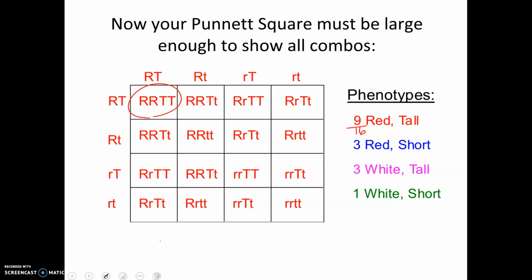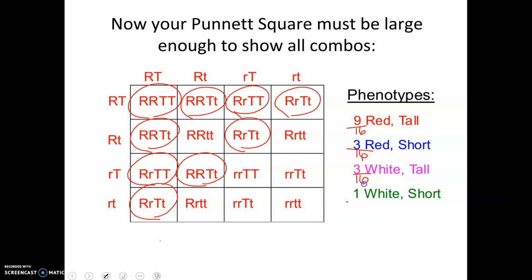And I could go through and find them. Red and tall, red and tall, and so on. 1, 2, 3, 4, 5, 6, 7, 8, 9. There's my 9 out of 16 that would be red and tall. 3 out of the 16 would be red and short. 3 out of the 16 would be white and tall. And 1 out of the 16 would be white and short.